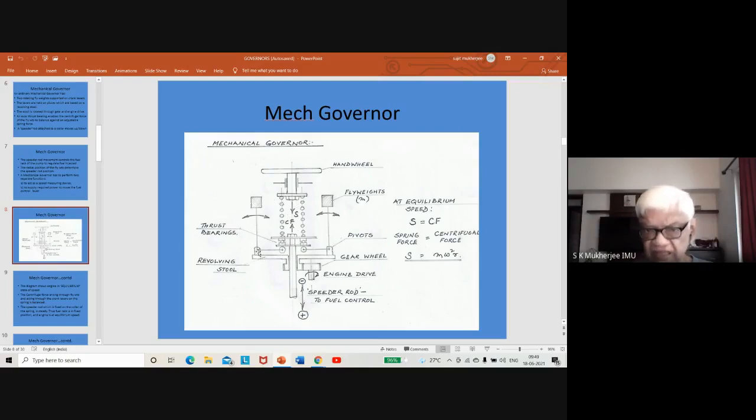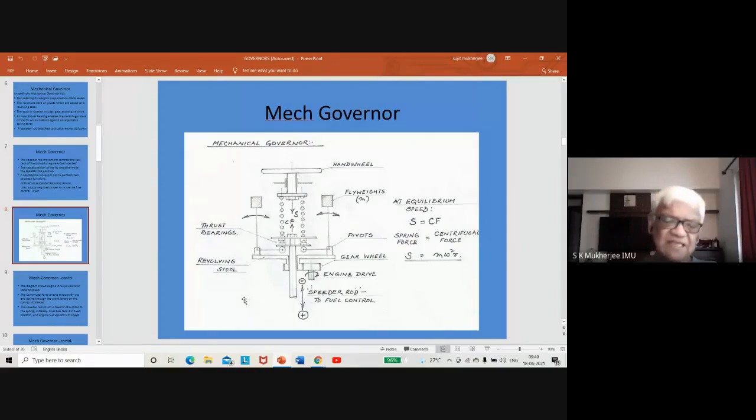So this is creating a centrifugal force, and that force is translated through the L-shaped lever upward. And the downward force is the spring force. So at a state of equilibrium, the spring force and the centrifugal force will balance each other. That means they'll remain steady. And that steady position will determine the steady position of the fuel rack, fuel lever. This fuel lever goes and adjusts the fuel racks of all the pumps.